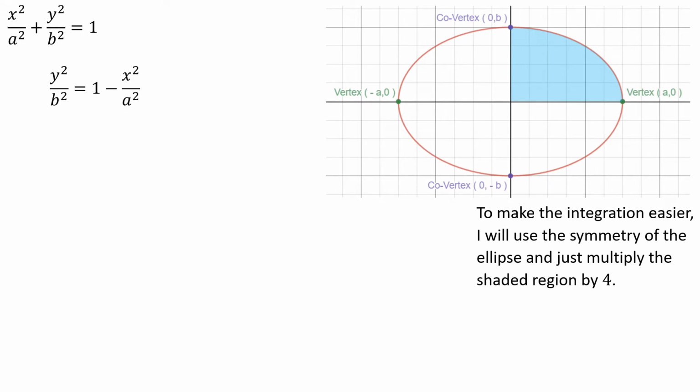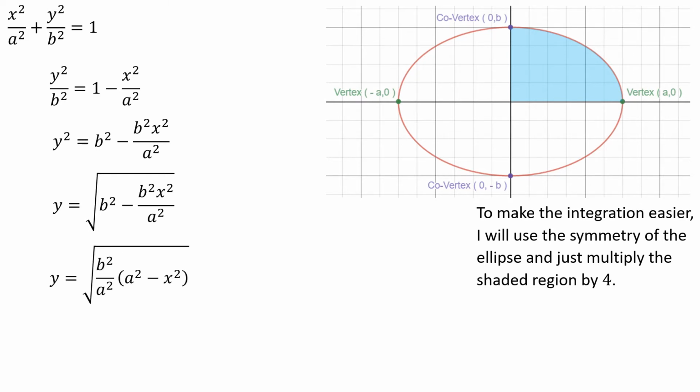Okay, so what do we have to do? Well, we've got to solve this equation for the variable y. So we need to subtract x squared over a squared from each side. Then we need to multiply both sides by b squared. And then I can take the square root, and I now have the value for y. Y equals the square root of b squared minus the fraction b squared x squared over a squared.